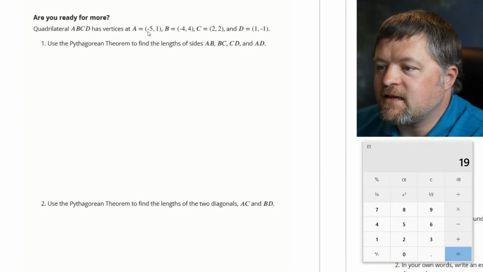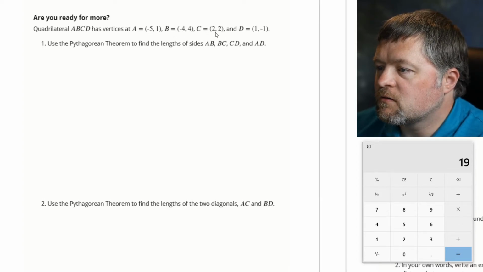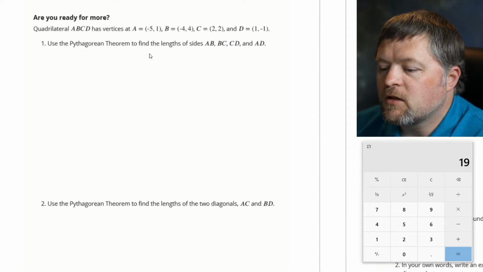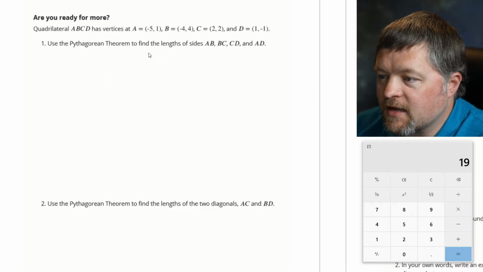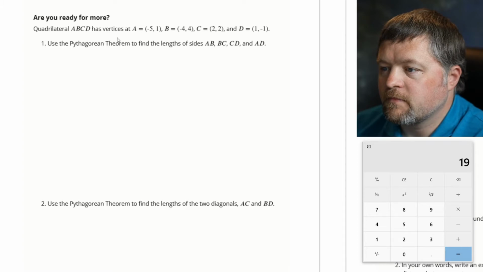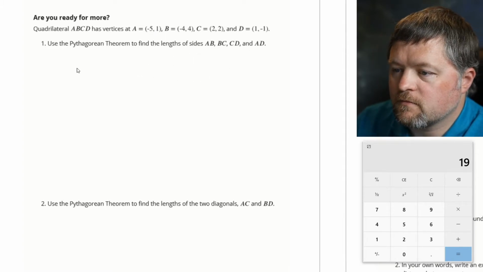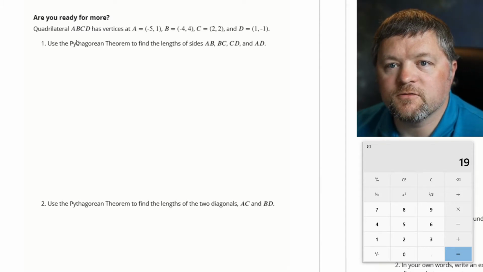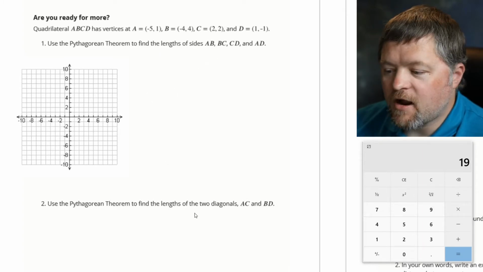Quadrilateral ABCD has vertices of -5, 1, -4, 4, 2, 2, and 1, -1. Use the Pythagorean theorem to find the length of each side. So, let me grab a graph for us to use. And through the magic of video editing, there is our graph.